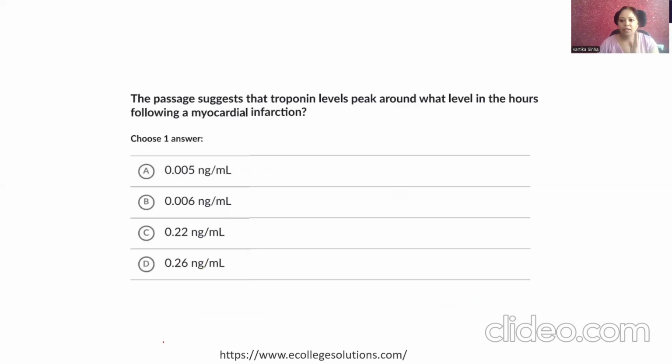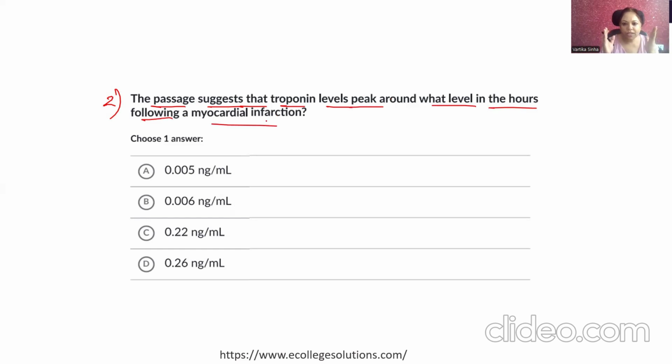Let's move toward the second question, which is going to be a very difficult question. Because I'm tutoring MCAT, and I have taught many students from many renowned universities of the US, like Johns Hopkins University, Texas University, Georgia University, California University, and so on. For this particular MCQ, every student of mine has given the wrong answer, right? This is quite difficult, in which they're saying the passage suggests that troponin levels peak around what levels in the hours following myocardial infarction, right?